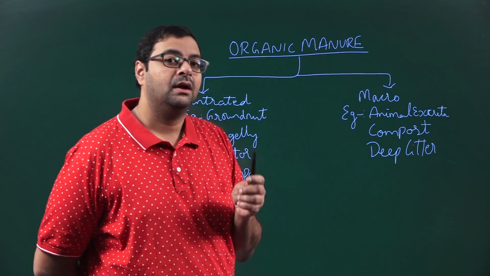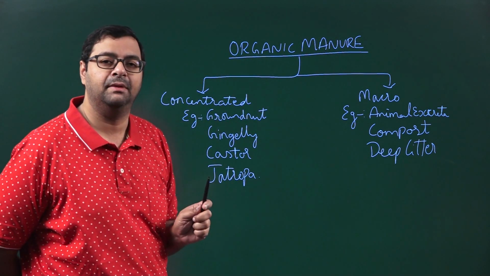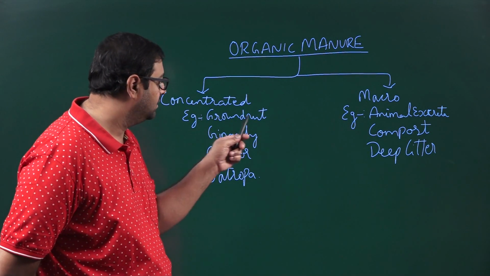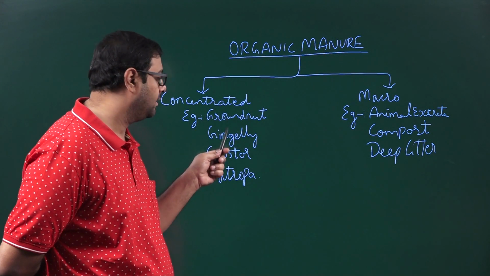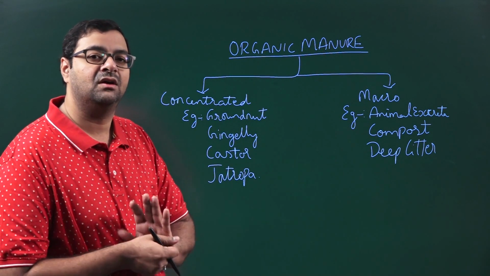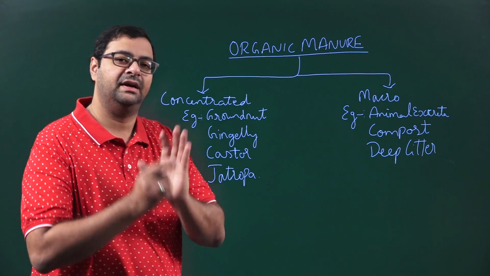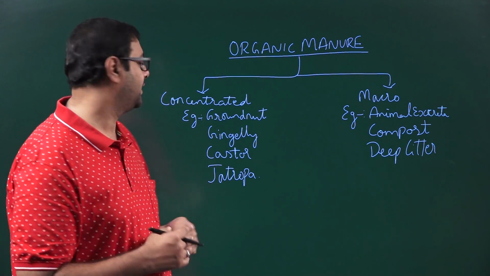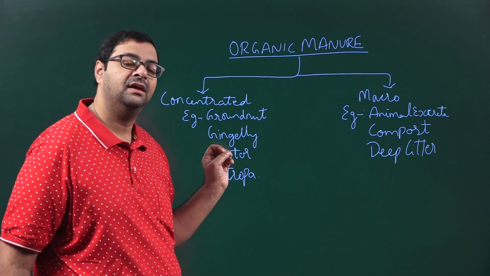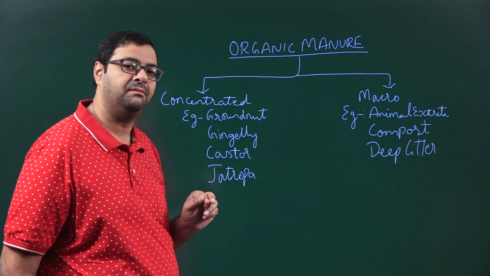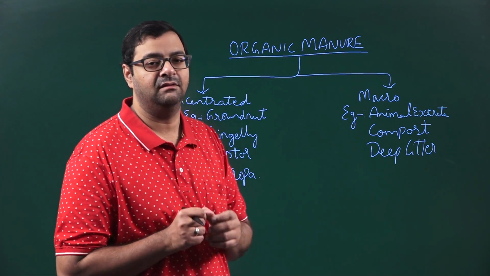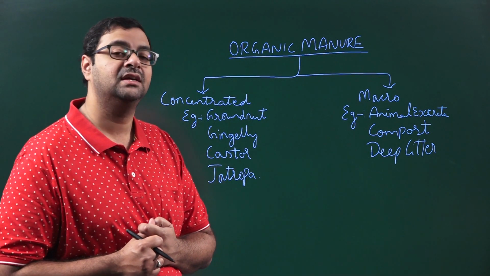Now coming to concentrated organic manure. When I say concentrated organic manure, what does that mean? They contain mostly the actual source, which is groundnut. Groundnut can be used as a concentrated organic manure. That means they contain only the parts of groundnut. Then you have jingli oil or jingli plant, then the castor plant and the jatropha plant. All these are generally used as cattle feed.